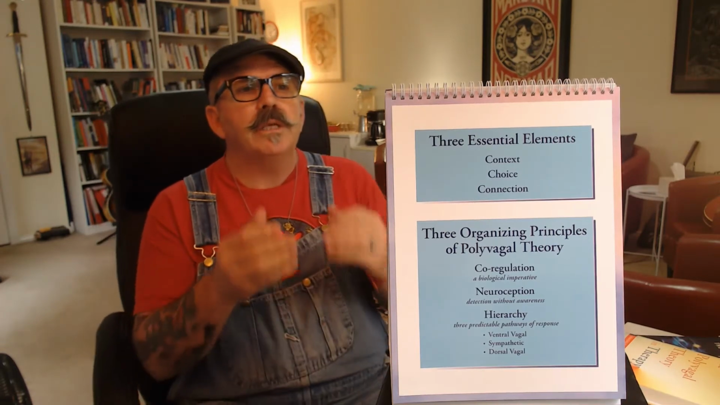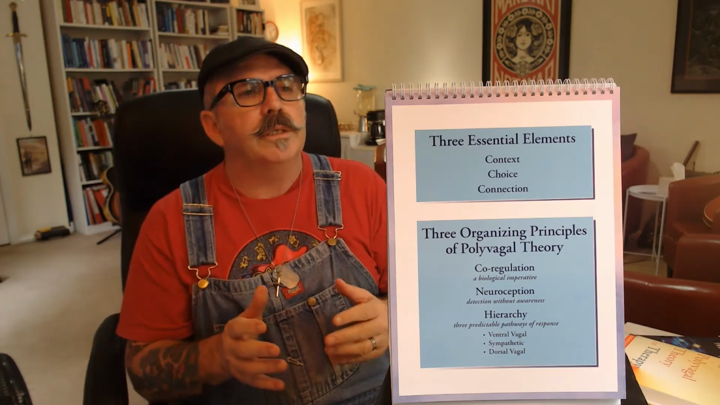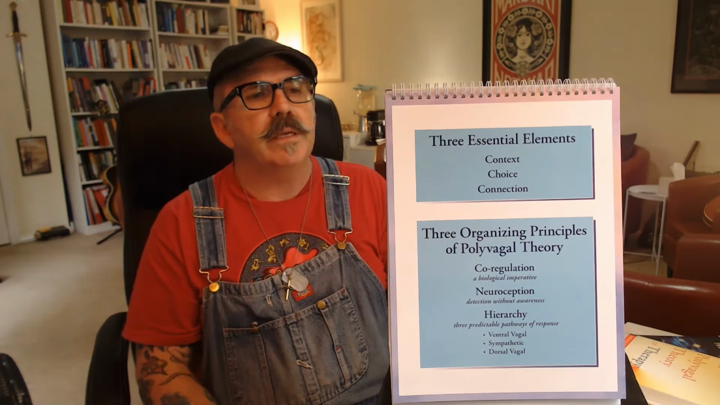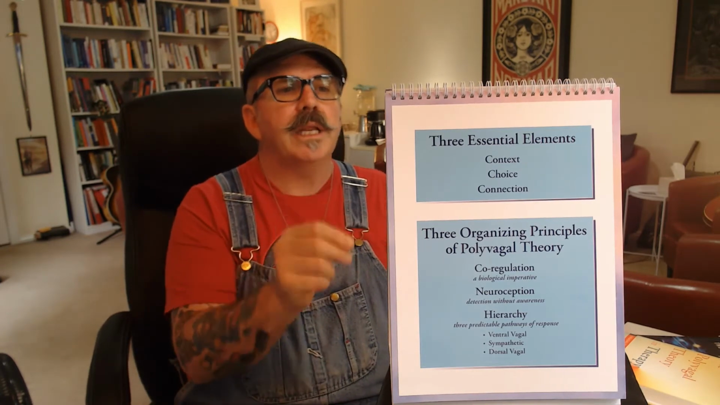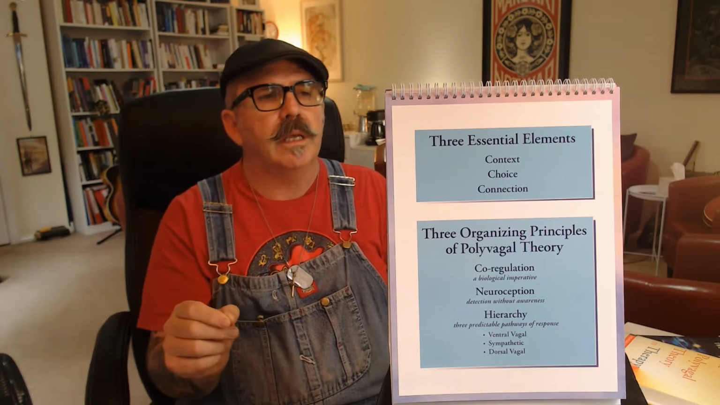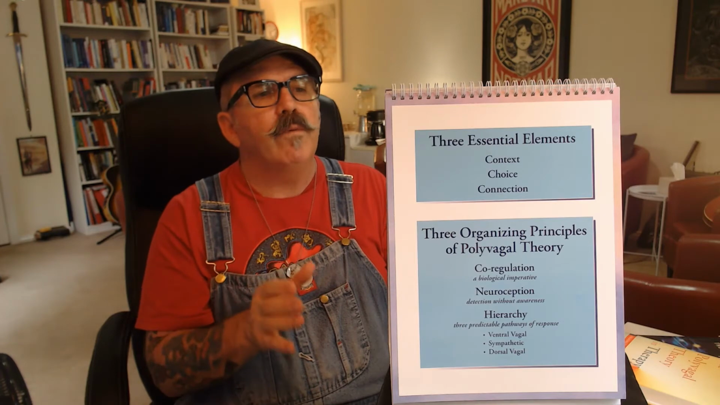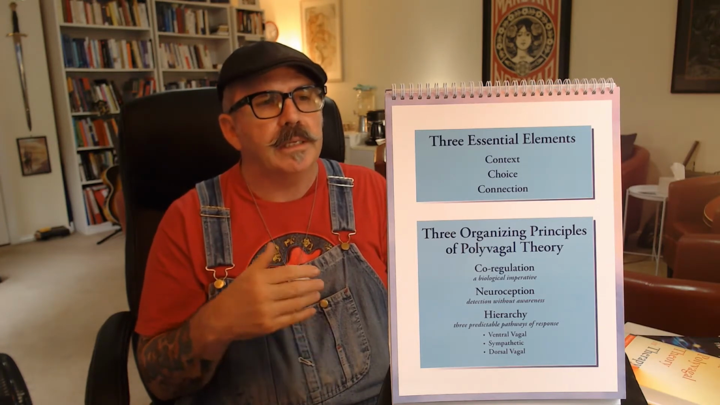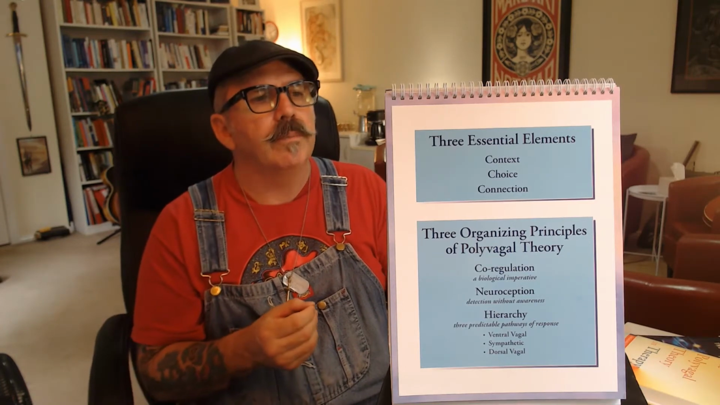So co-regulation, neuroception, and the autonomic hierarchy are the organizing principles of Polyvagal Theory. Co-regulation is the foundation of autonomic regulation. Developmentally, co-regulation happens before self-regulation, and even after gaining self-regulating skills, there is a lifelong need for co-regulation.